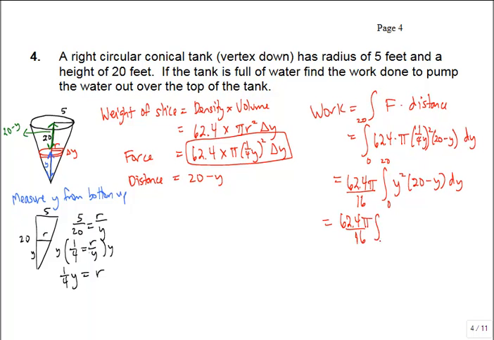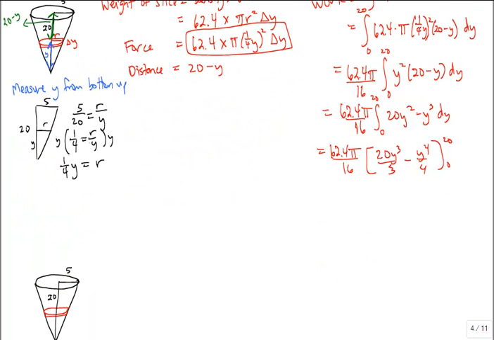Then you would need to distribute your y squared across, and then you're ready to integrate. So 62.4 pi over 16, and the integral becomes 20 y cubed over 3 minus y to the 4th over 4, and we're ready to plug in our bounds. I'm going to get 20 times 20 cubed, which is 20 to the 4th over 3, minus 20 to the 4th over 4, and when I plug in 0, that's just going to give me zeros.